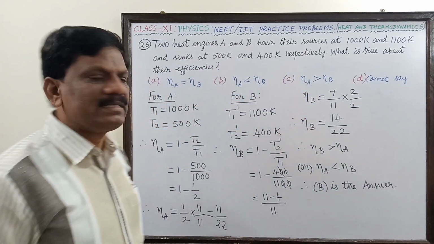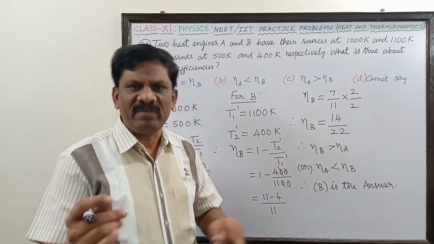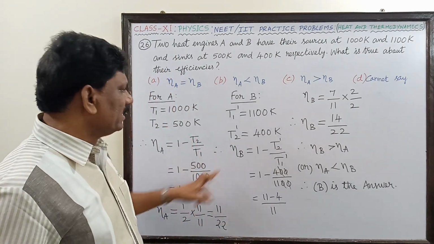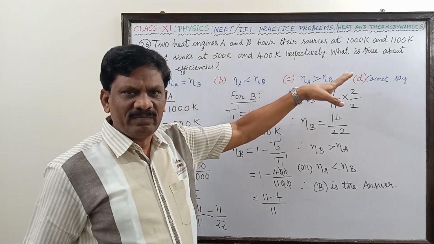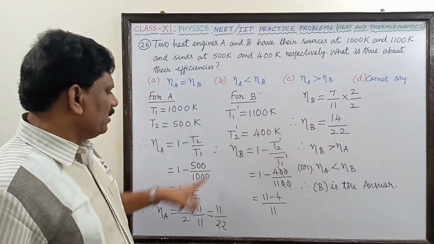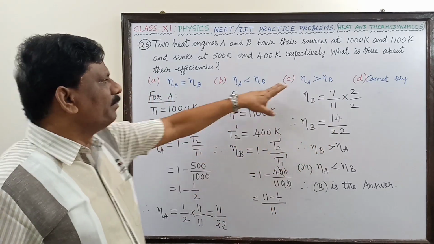So for such questions, it is all direct substitution only, very fast calculation, and easily cancelable numbers only are given. So we find that option B is the right answer.